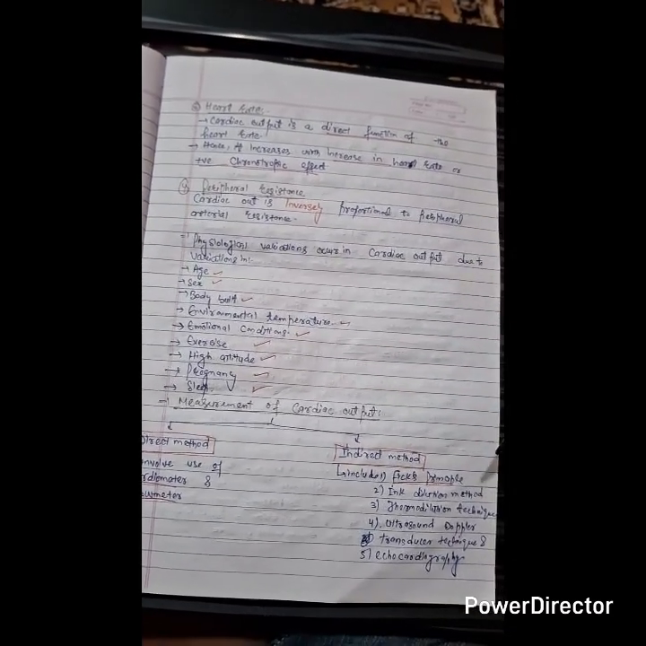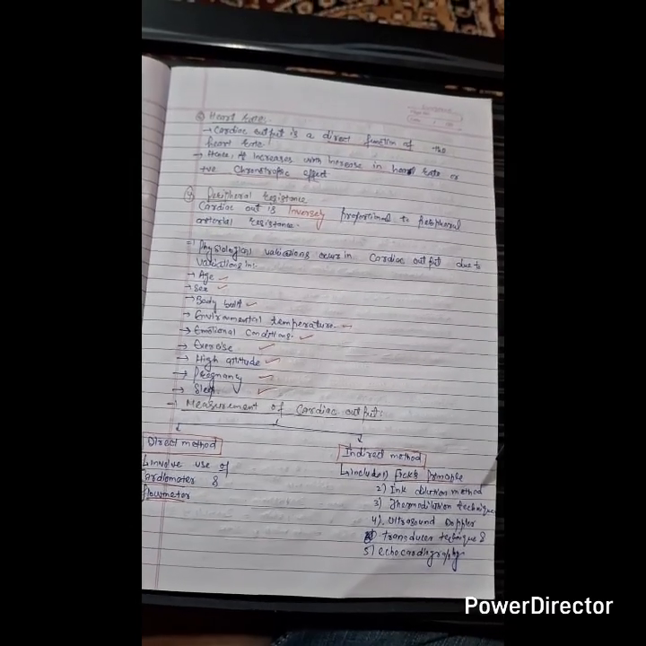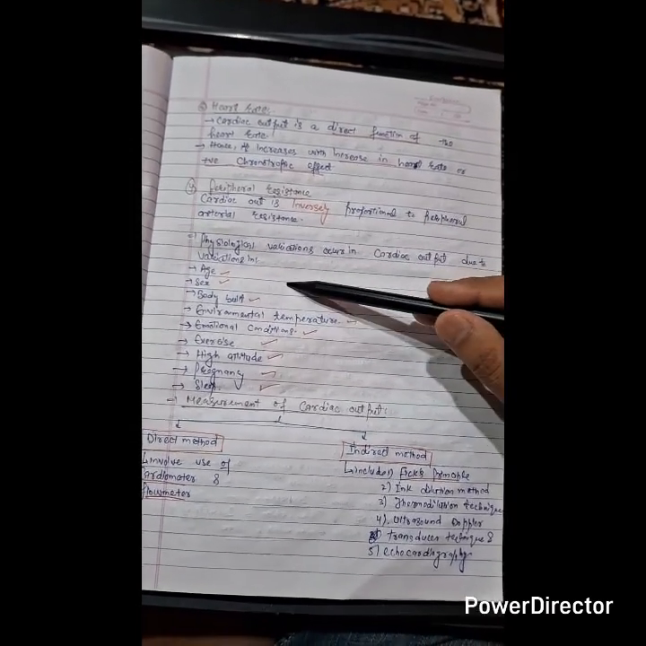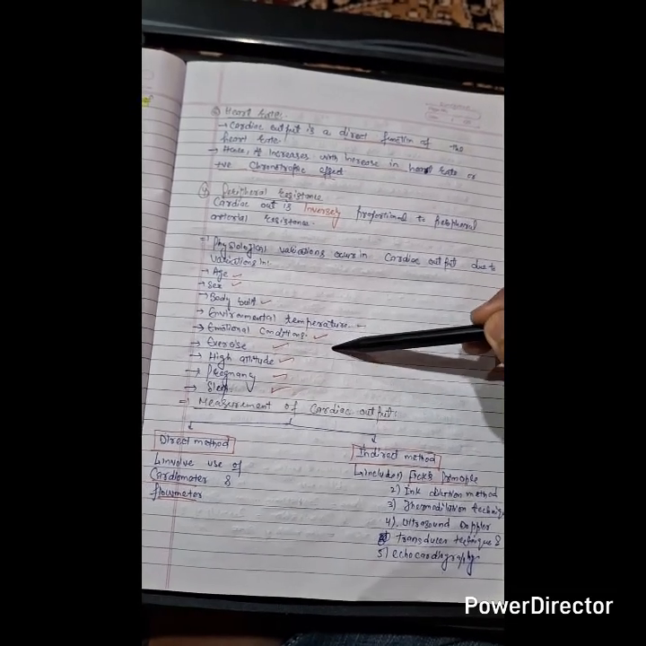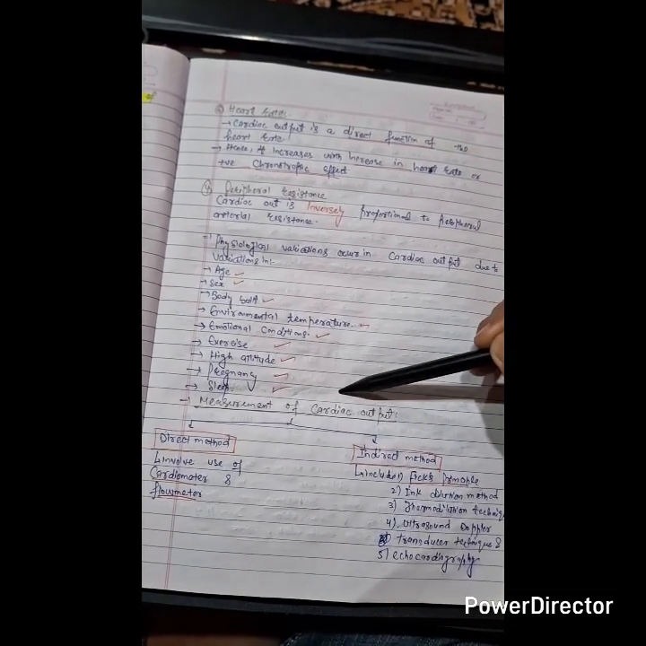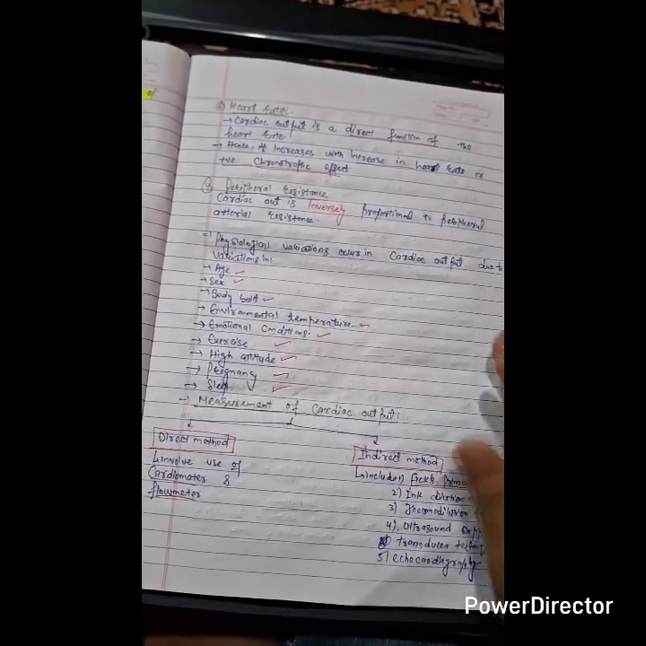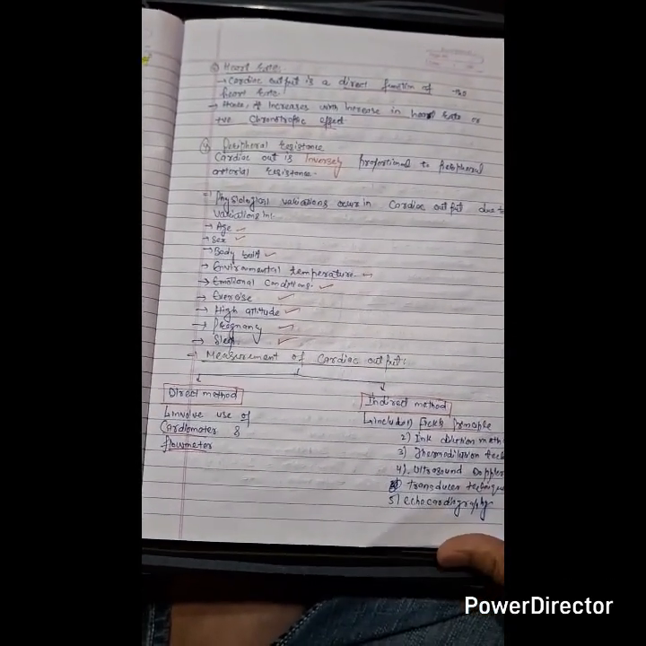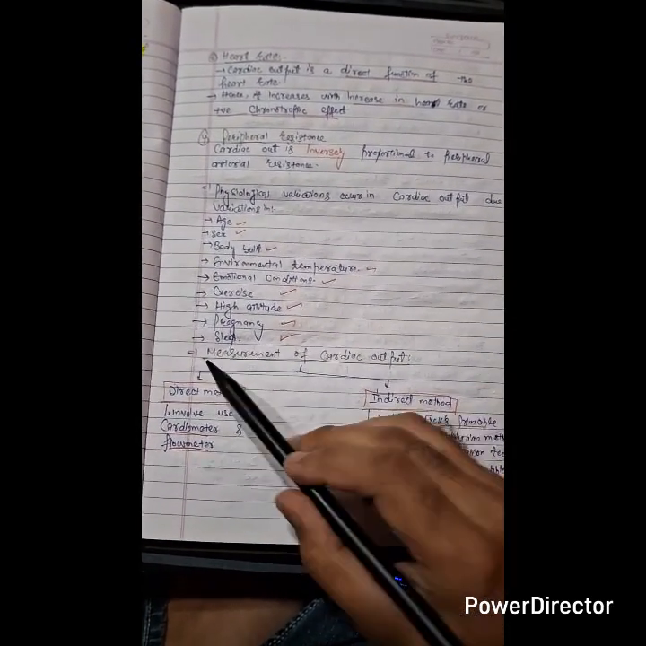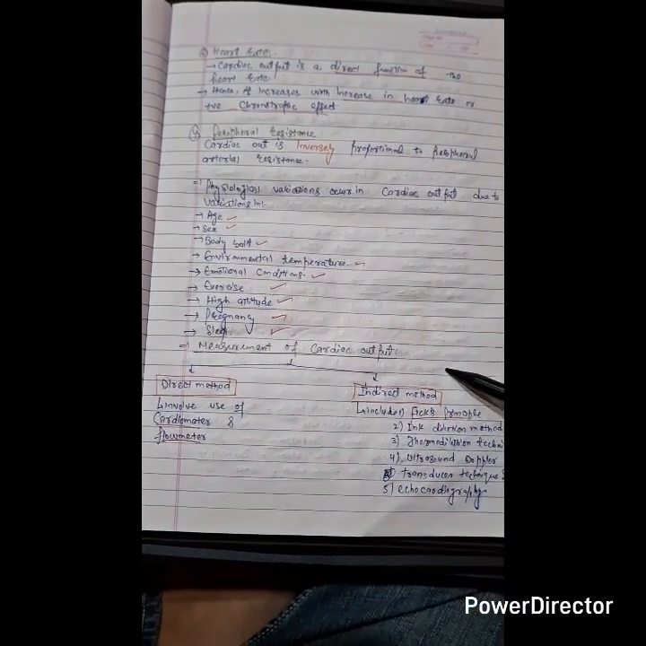Now comes the physiological variations that occur in cardiac output. These are due to age, sex, body build, environmental temperature, emotional conditions, exercise, high altitude, pregnancy, sleep. So these alter the cardiac output. Then comes the measurement of cardiac output. It's measured by two different methods. First is a direct method and second is an indirect method.